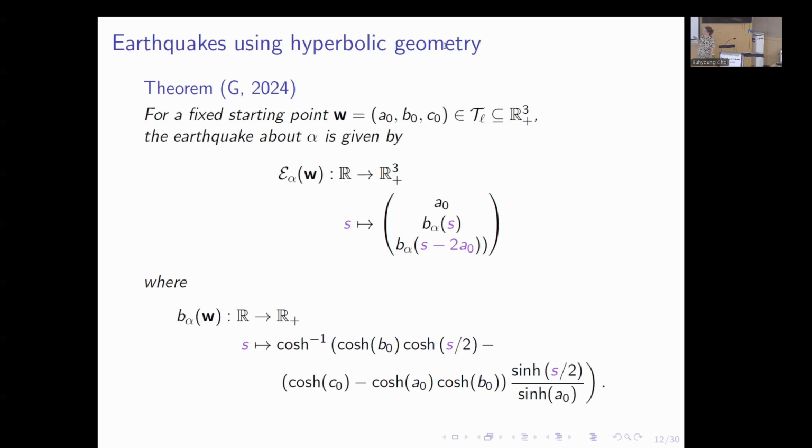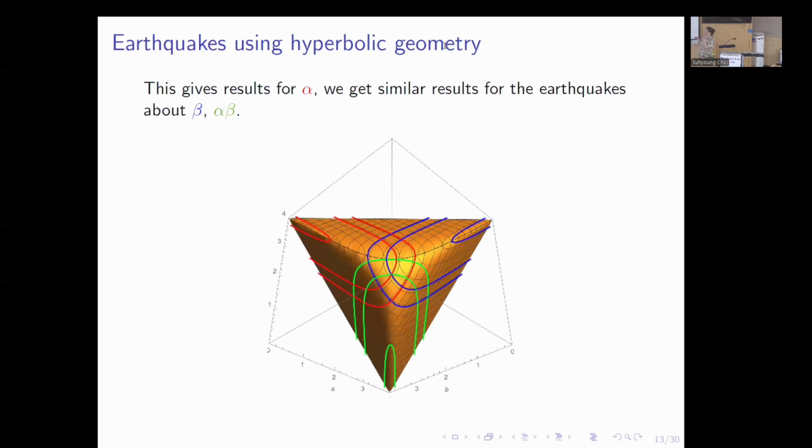So you have an alpha 0 appearing in the function here, but then it's disappeared in this expression down here. Okay, don't worry too much about this. And maybe it's nicer to see a picture. So this gives results for alpha. And because of the symmetry in these coordinates, we're going to be able to get similar results for beta and alpha beta, the ones given in our framing.